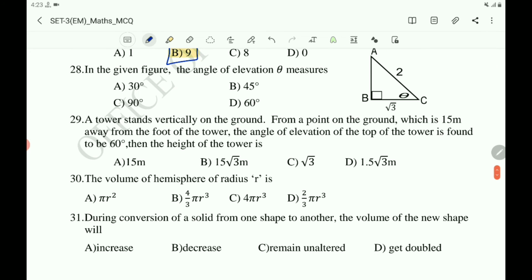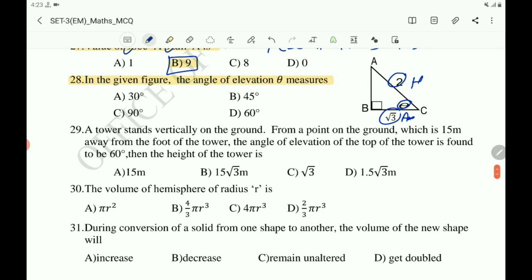Then you take question number 28. In the given figure, the angle of elevation theta measures. Here you can use any one of the ratios, the ratio having this and this. You know that for this theta, this is the adjacent side and this is the hypotenuse. Have the ratio having A by H, adjacent side by hypotenuse. That is the cos theta.